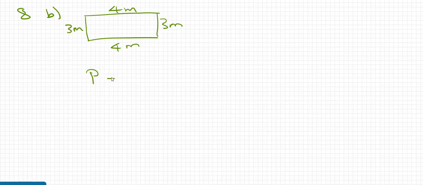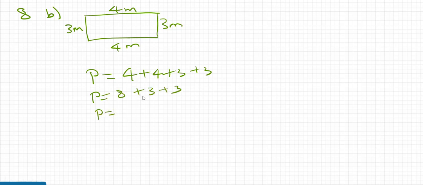So perimeter is, once again, adding up all the sides. So 4 plus 4 plus 3 plus 3. If you had 4 plus 3 plus 4 plus 3, that's correct as well. When we're adding, order doesn't matter. So 4 plus 4 is 8. And then 3 plus 3 is just 6. So 8 plus 6 is 14. And my units are meters. So you should have had 14 meters.